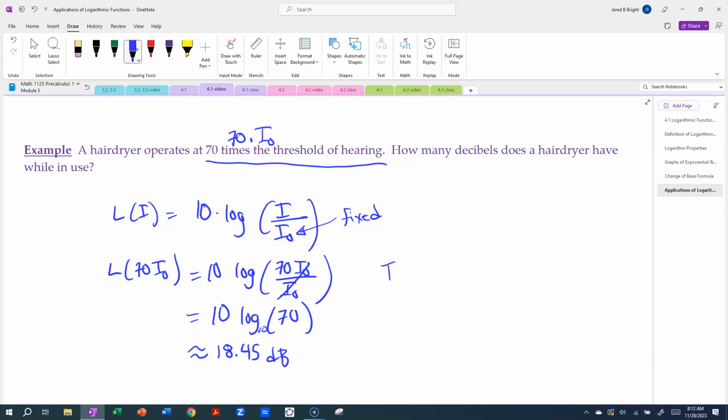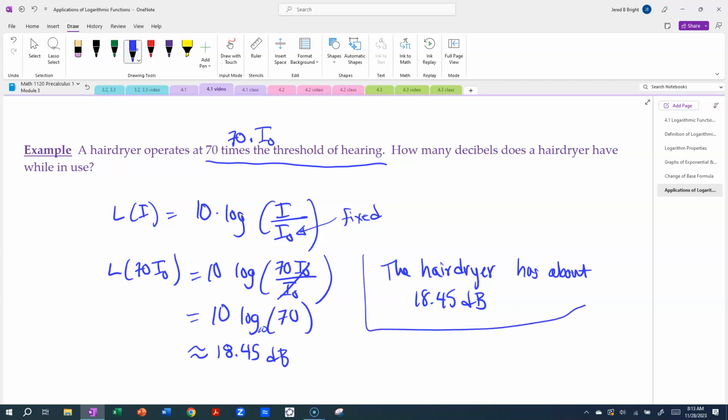So I can say the hair dryer has about 18.45 decibels. Strictly speaking, if I was following sig figs, I'd probably say 20. But we'll go with this for now. If a more precise answer is needed, we'd let you know.